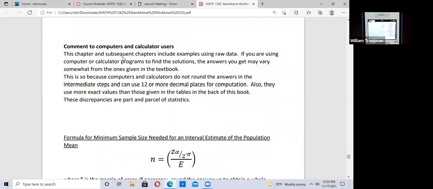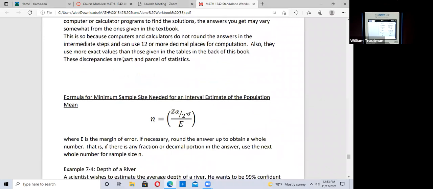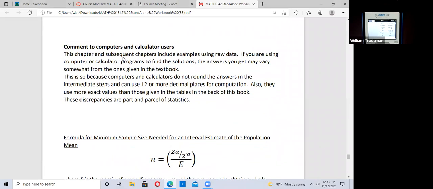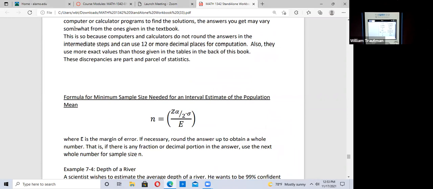Something else we have to do in this section is find out how big a sample size we need. And this is the formula for how big a sample size we need. N equals the Z alpha over 2 times the standard deviation, all divided by the margin of error, right? That bottom, the big E, is the margin of error.